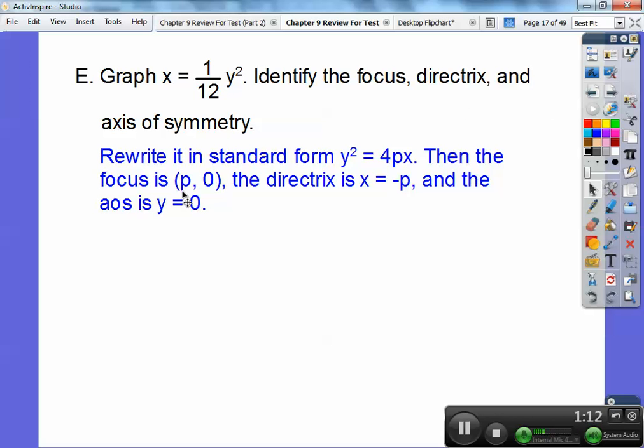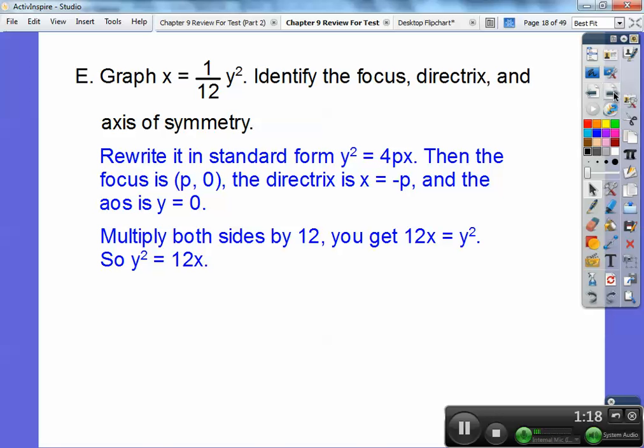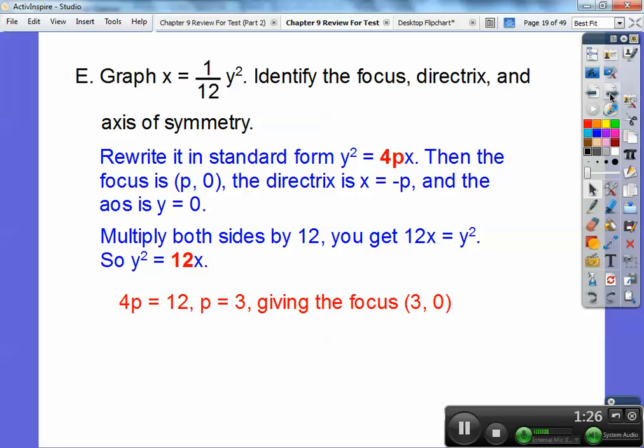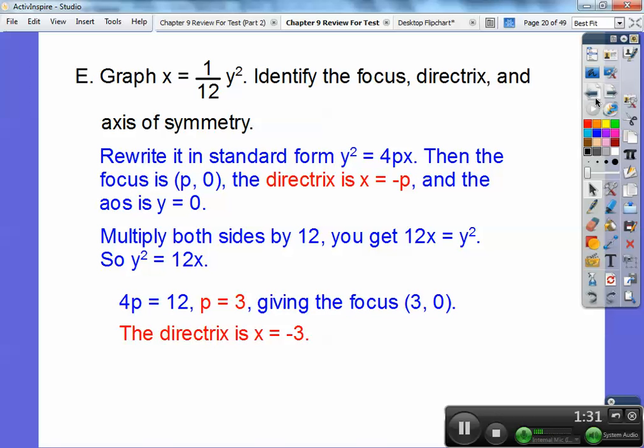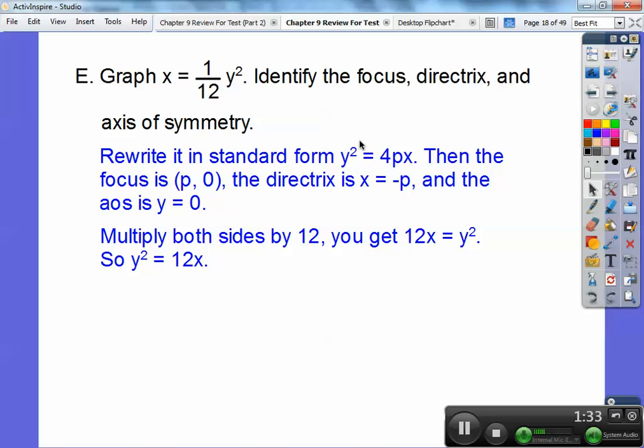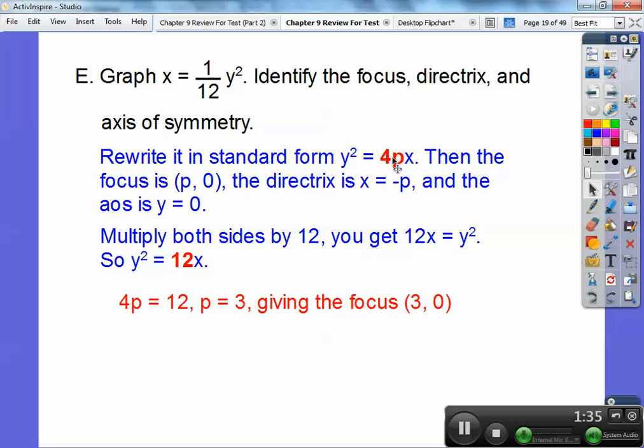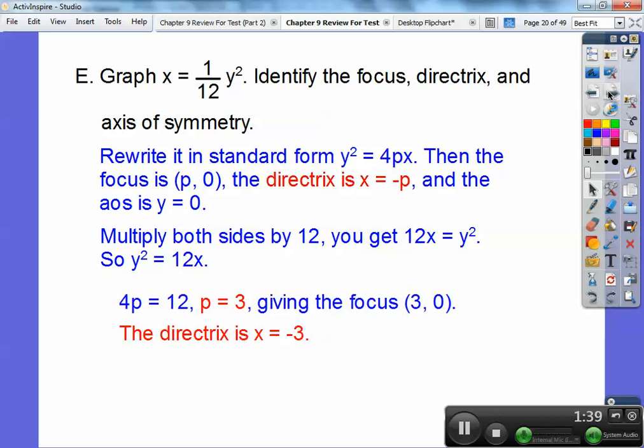Then the focus is going to be (p, 0), where p is next to the x, so this 4p, you'll see in just a second. Multiply both sides by 12, and we get 12x equals y squared, or y squared equals 12x. So this 4p now equals that 12 right there. All right, so p equals 3, so the focus is (p, 0), so it's going to be (3, 0). And then the directrix, you guys, is x equals negative p, so x equals negative 3.